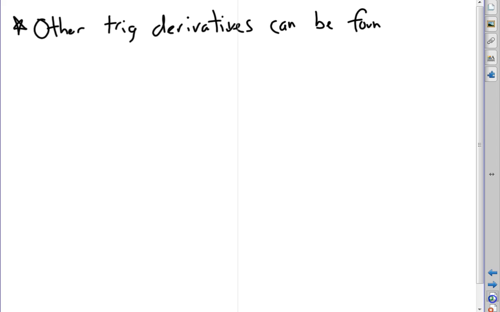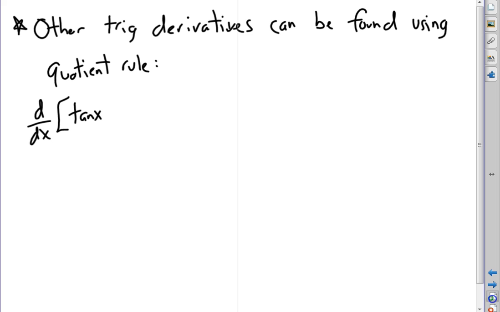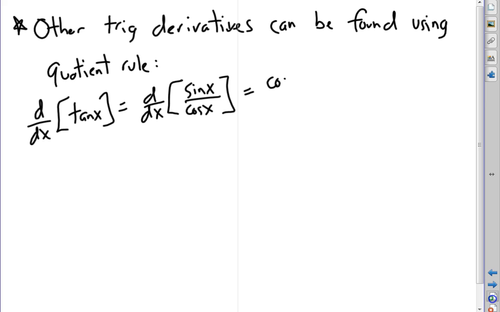Alright, the last item. You thought we were finished, but we're not. All those other trig derivatives, such as tangent, cotangent, secant, cosecant, can be found using the quotient rule. And let me show you what I mean. Derivative of tangent x. Well, as we all know, tangent can be written as sine x over cosine x. So, let's apply the quotient rule.